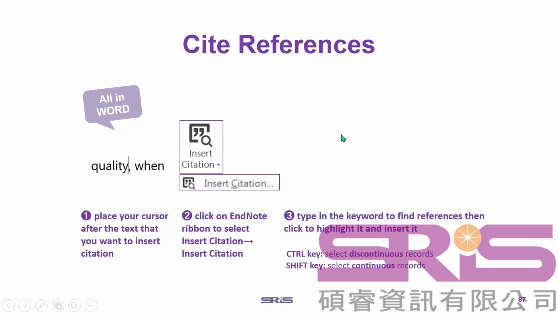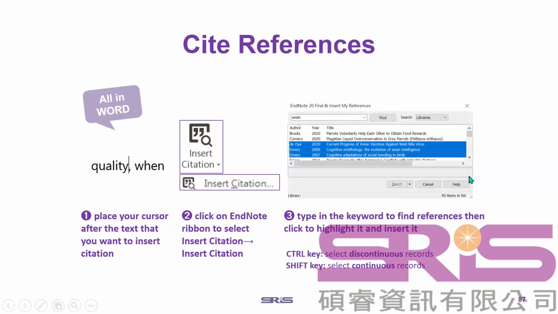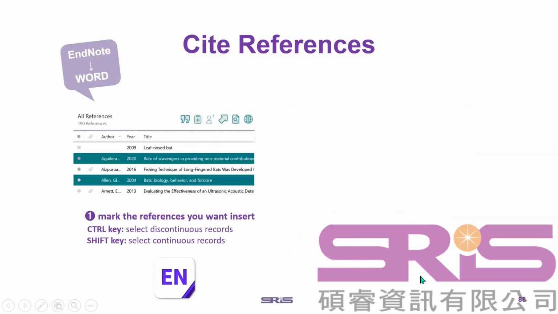Find the EndNote 20 tab to insert citation, then insert citation here. Please remember to type in the keywords of your references, because it will help you find the right references. Then you can choose the references you want to insert in the list, then insert. You can also select the reference in your EndNote library first and go back to your Word to find the right place to insert.